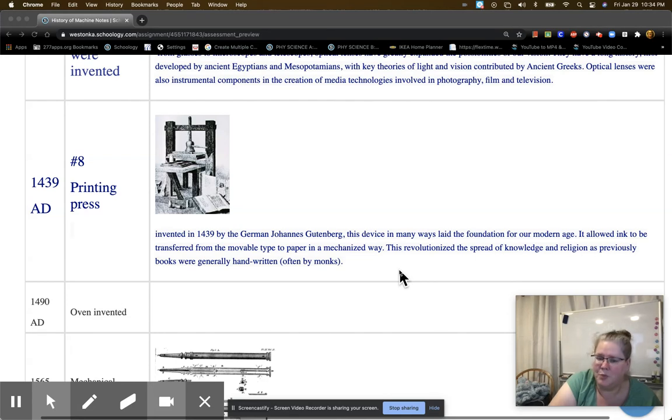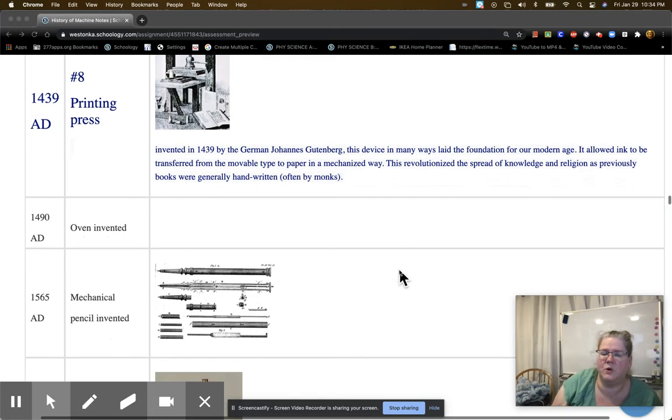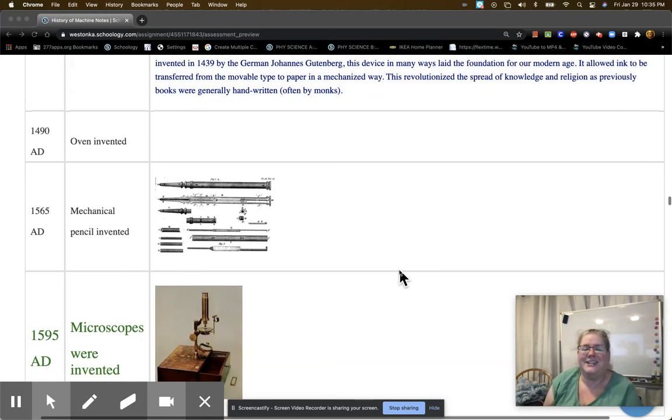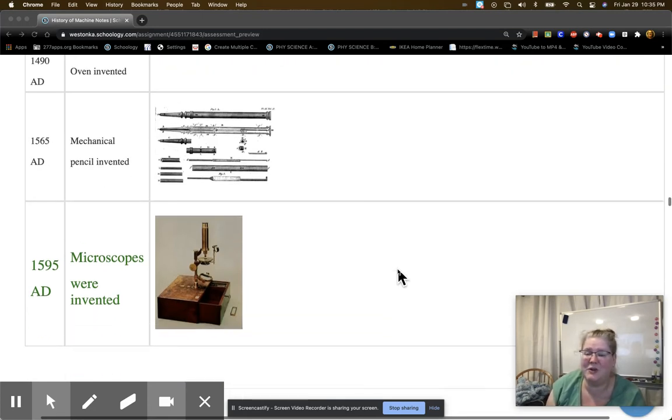But with the printing press, they could print books, they could print literature. Words became available to the masses, and people started to read. It wasn't just an elite group. The oven was invented in 1490. Do you guys realize the first mechanical pencil was actually designed and created in 1565? That Bic pencil that you might use at some point has been around a really long time.